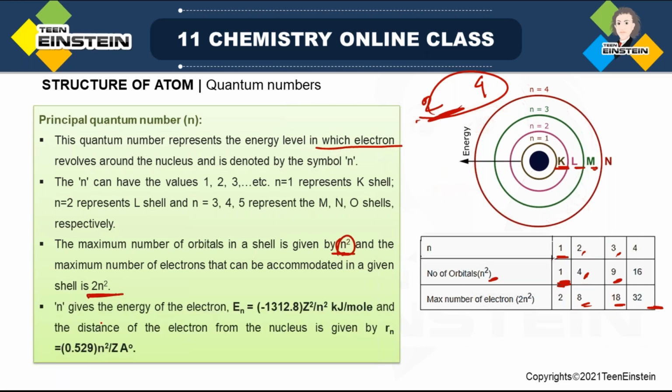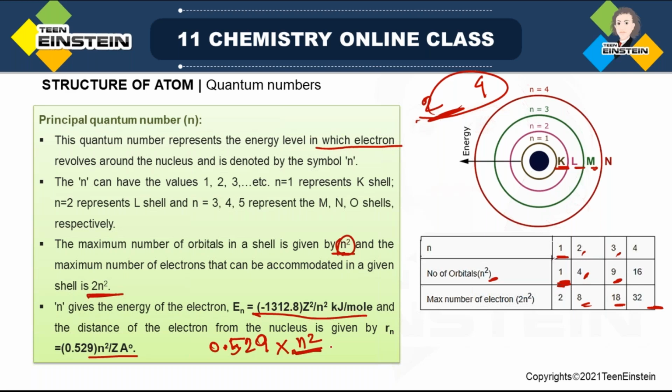This quantum number n will give you the energy of the electron. It is expressed in this way, along with the distance of the electron from the nucleus, Rn. You have already seen this value. Remember, when we discussed Bohr's model, we saw it is 0.529 multiplied by n square. This n is basically this quantum number. Then you have also seen the energy levels, where we used this small n. Now you can understand the actual meaning of it. It is basically this principal quantum number divided by atomic number. The unit is angstrom.